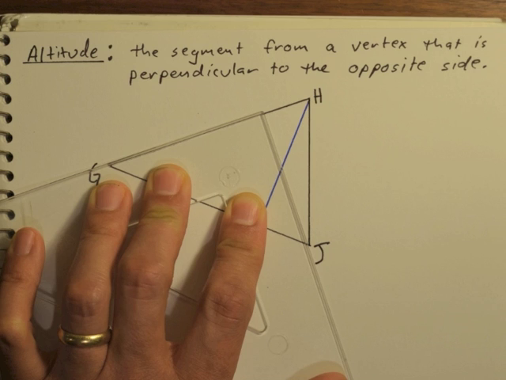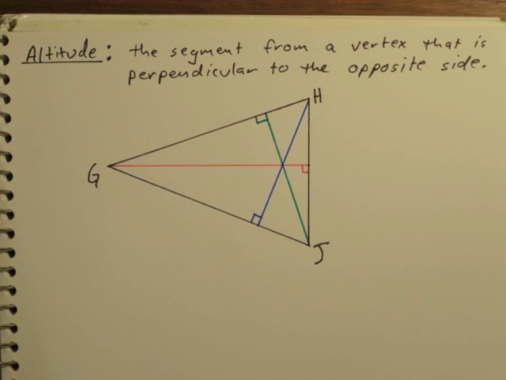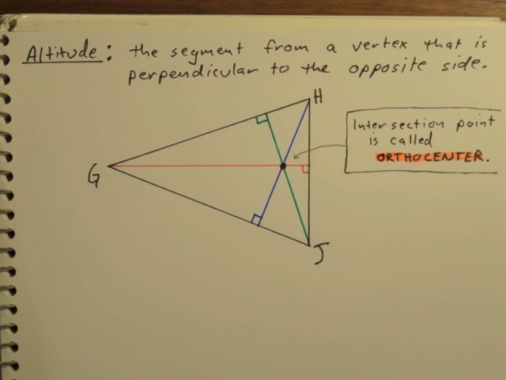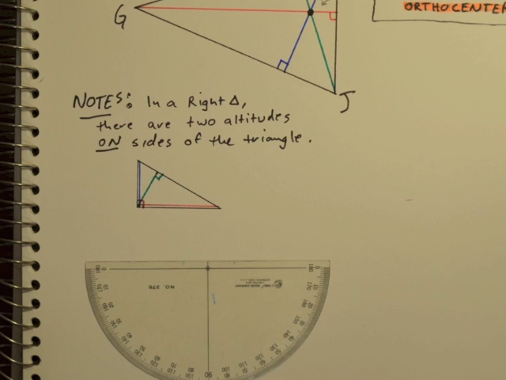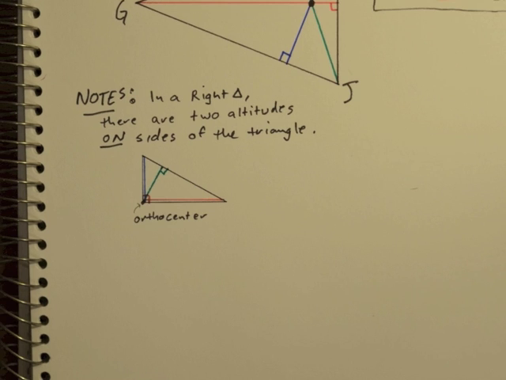I'll find the altitude from J and the altitude from G. The place where those altitudes intersect is called the orthocenter. A note about orthocenters: if you had a right triangle, then the two altitudes are actually on the sides of the triangle. And so the orthocenter is actually a vertex, provided you have a right triangle.